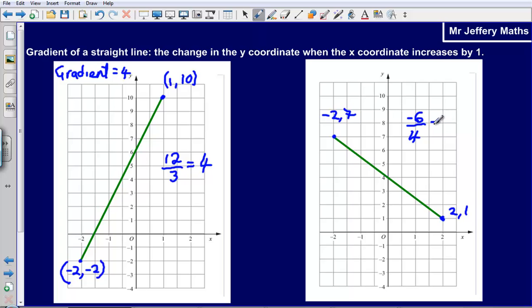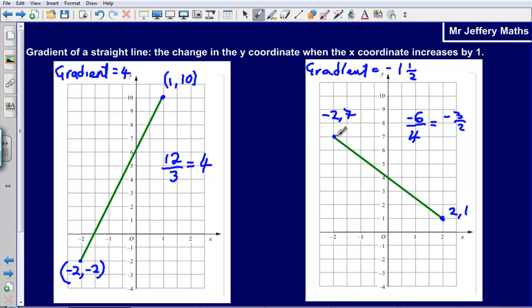And so what I could say then is that my gradient here is, let's simplify this to minus 3 over 2, and so I could say that my gradient for this one is going to be negative 1.5. And we can just check that now. We can check that by seeing what happens when we move along by 1.